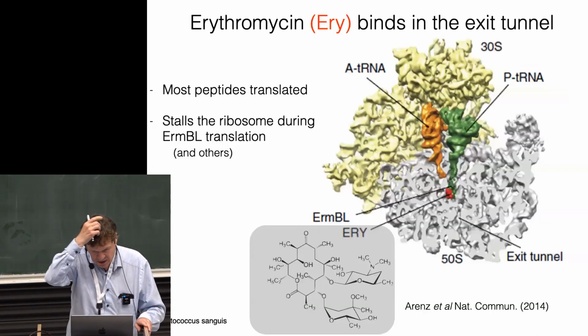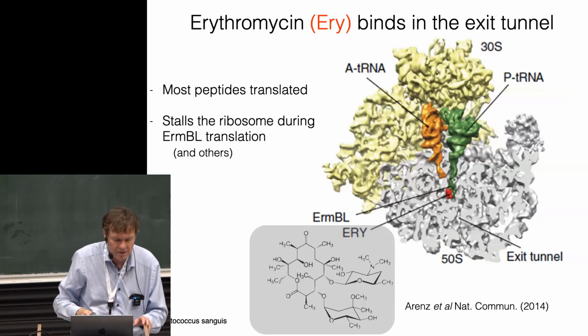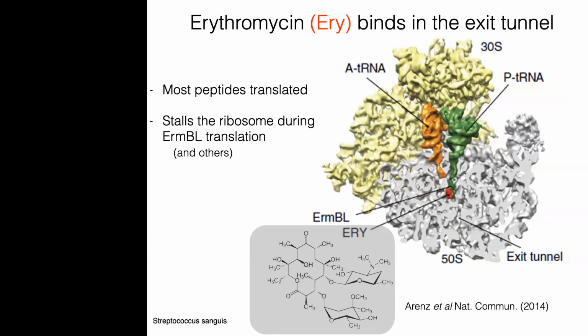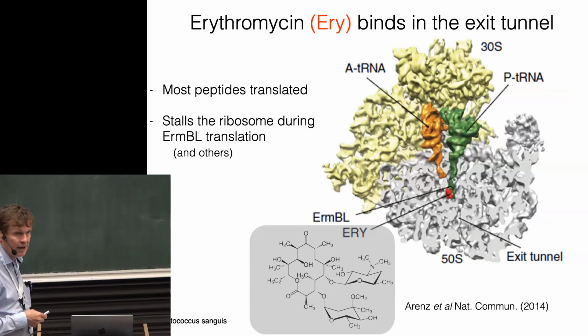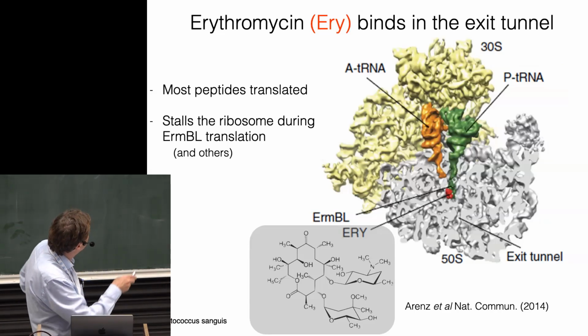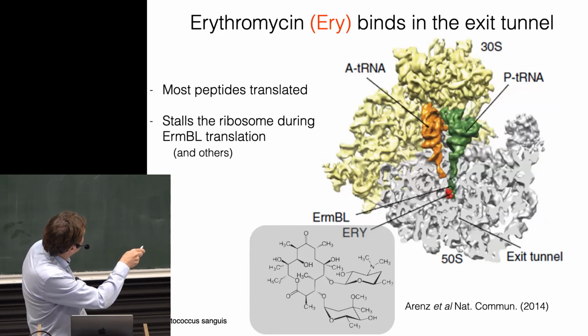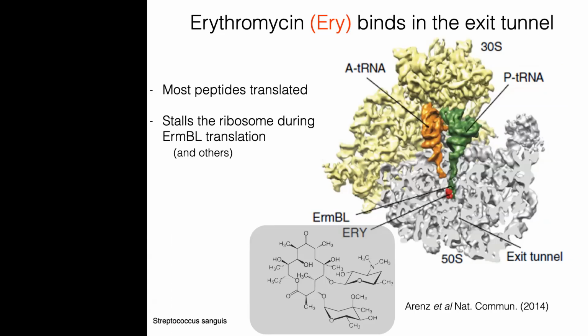And now we actually teamed up also with a group here in Martinsried, Dan Wilson, who's now in Hamburg, and he was able to do a cryo-electron microscopy picture of a bound antibiotic here in the exit tunnel. So here again, this is a tRNA, and now the exit tunnel runs towards the bottom here, and the red thing, this is now erythromycin, an antibiotic.